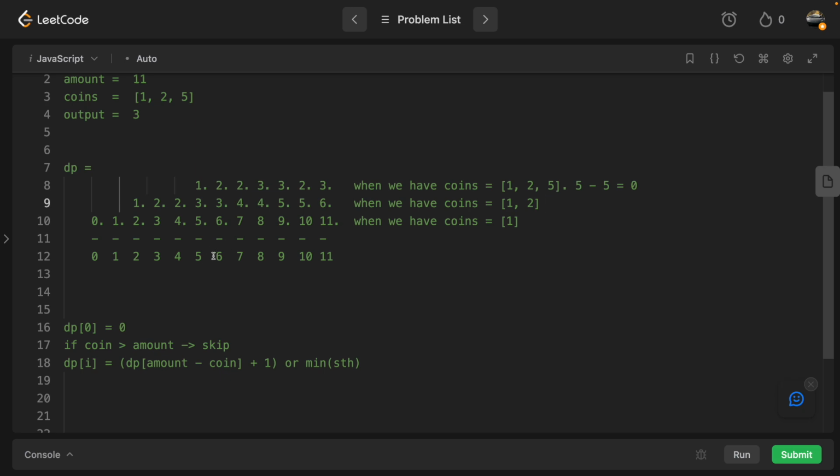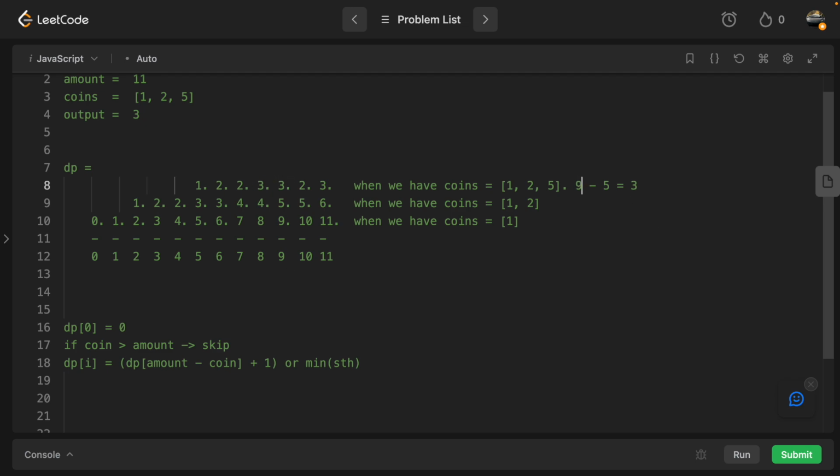Next, when the amount is 6, we use 6 minus 5 equals 1. At the index 1, we have the value 1. 1 plus 1 equals 2. Next, 7. 7 minus 5 equals 2. At 2 we have 1. 1 plus 1 equals 2. Next, we have 8. 8 minus 5 equals 3. At the index 3, we have the value of 2. 2 plus 1 equals 3.